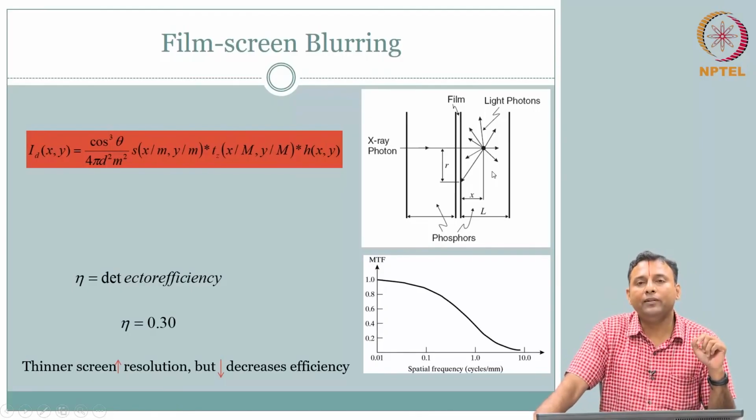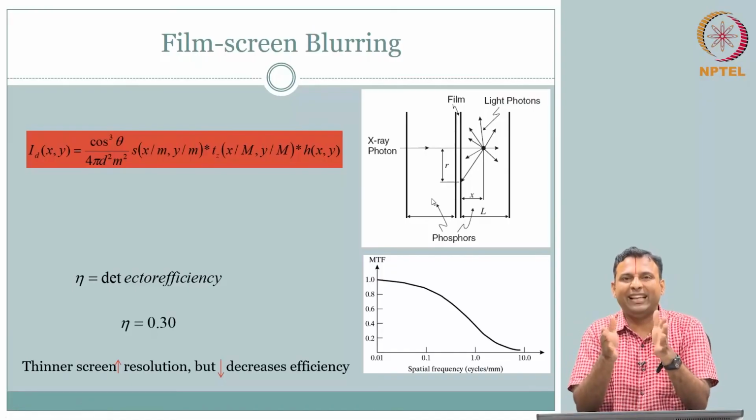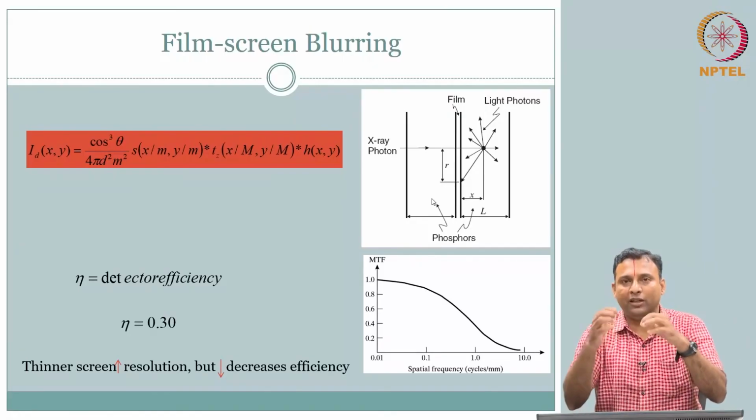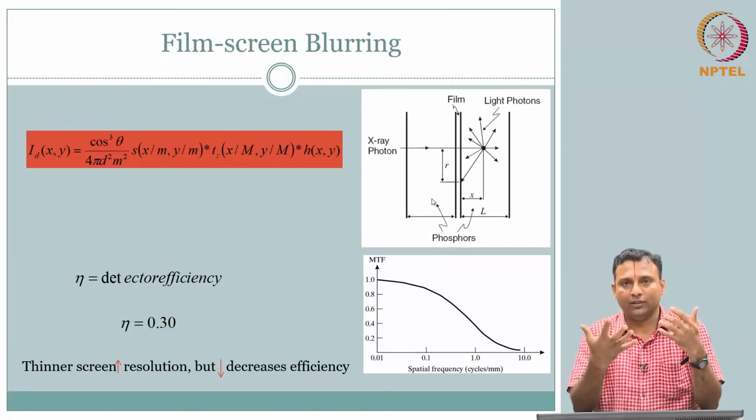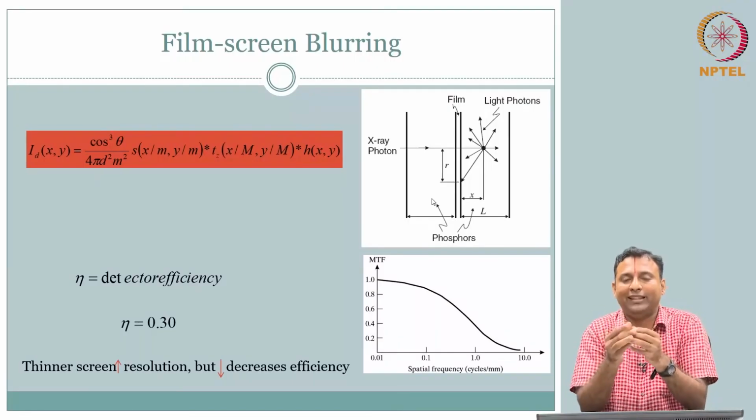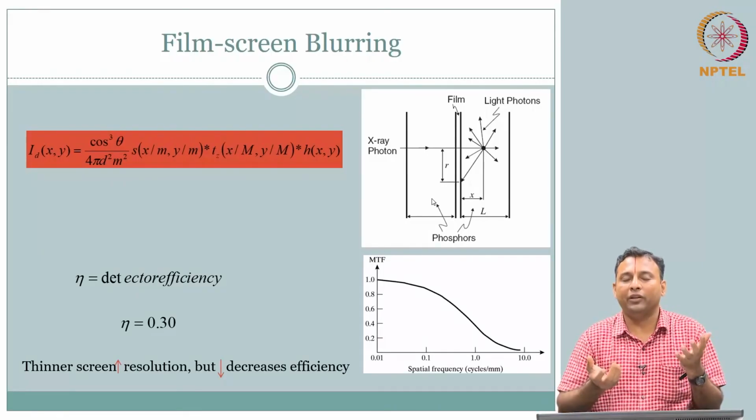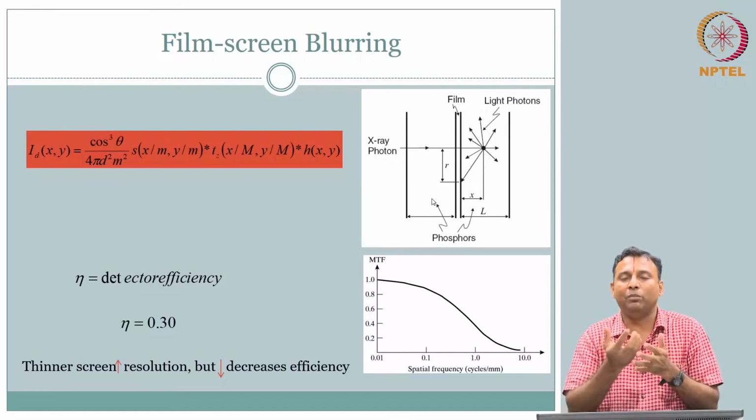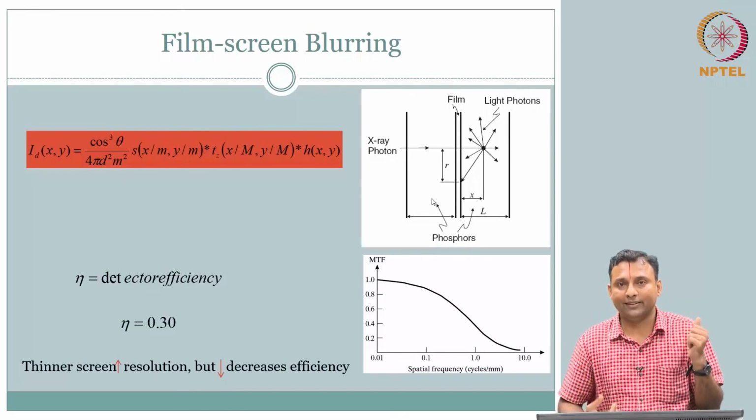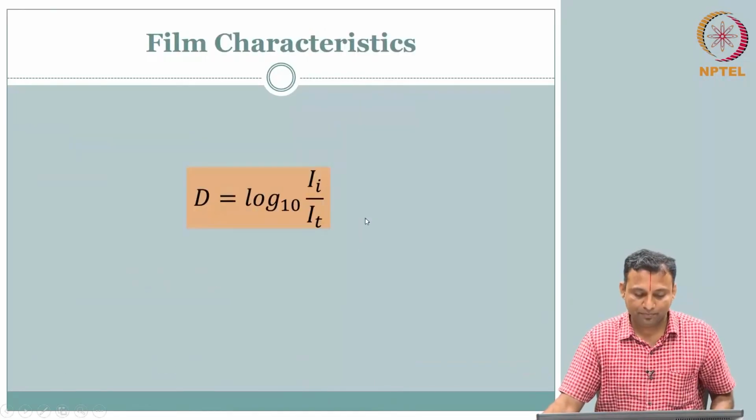However, what is going to happen? If it is going to be thin, I am going to have less material. If I have less material, the efficiency with which X-ray photons are absorbed and converted to light photons is going to be reduced. So it's always a trade-off. What do you want to play? Am I more bothered about resolution, or am I more bothered about signal, or your contrast, noise? This is always a trade-off.